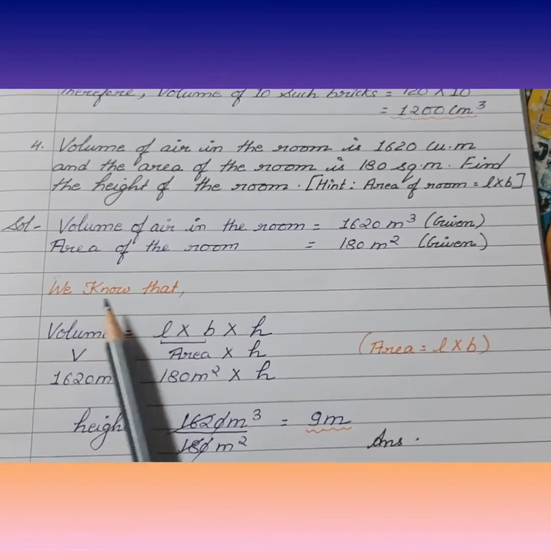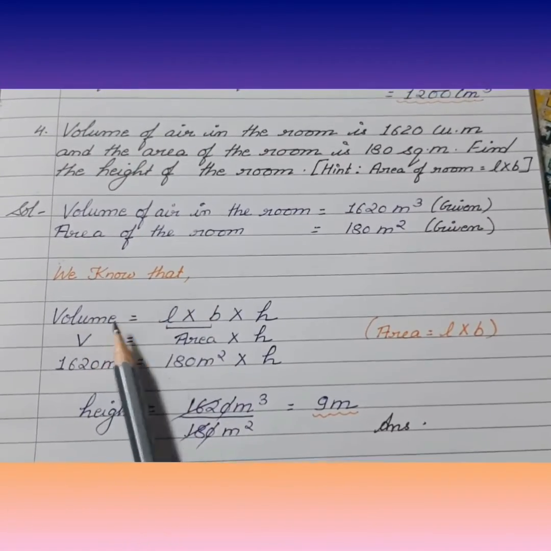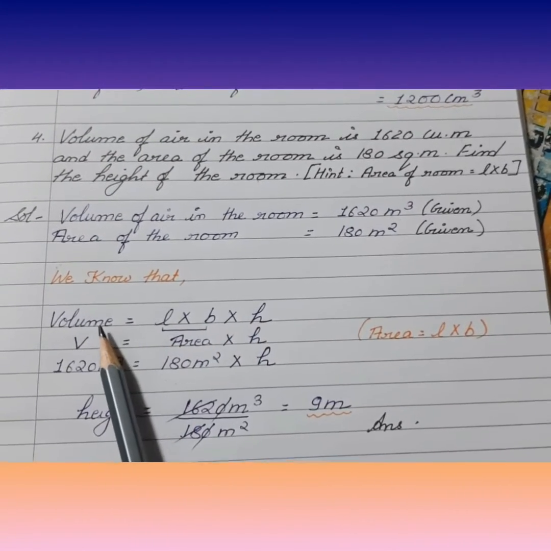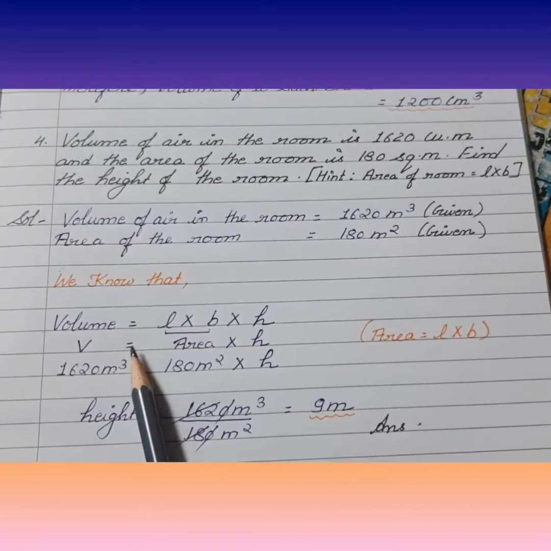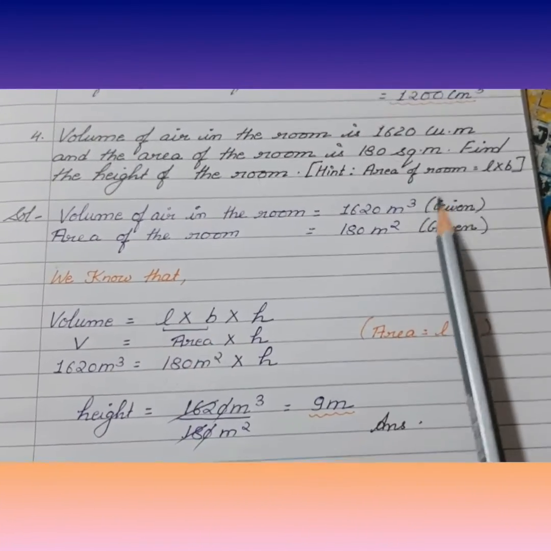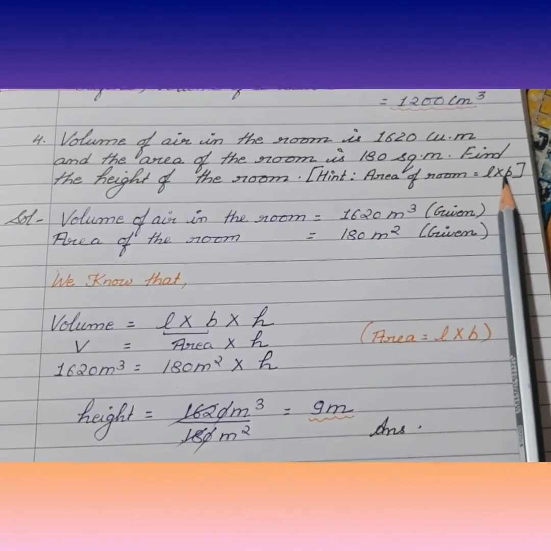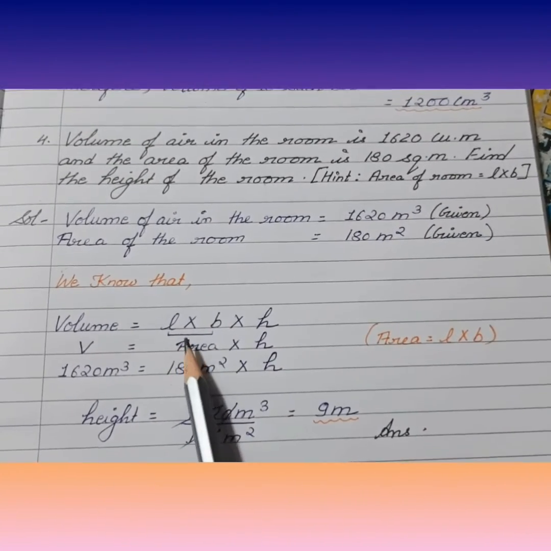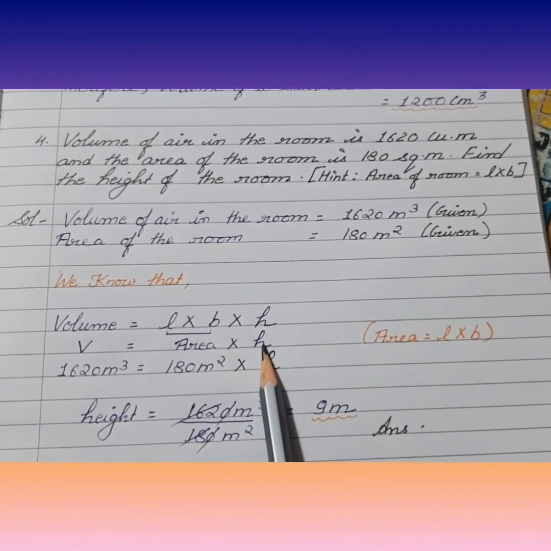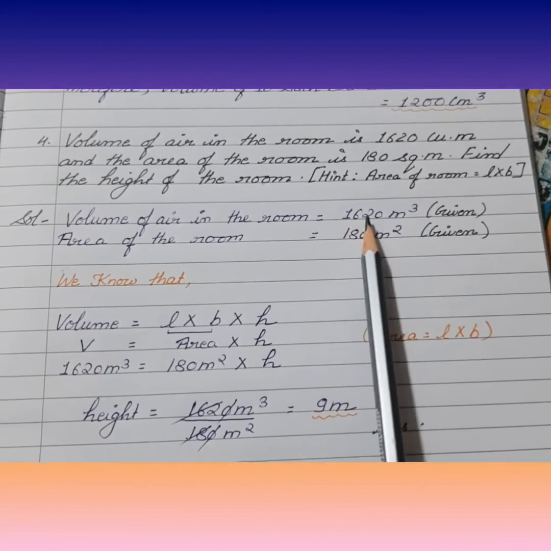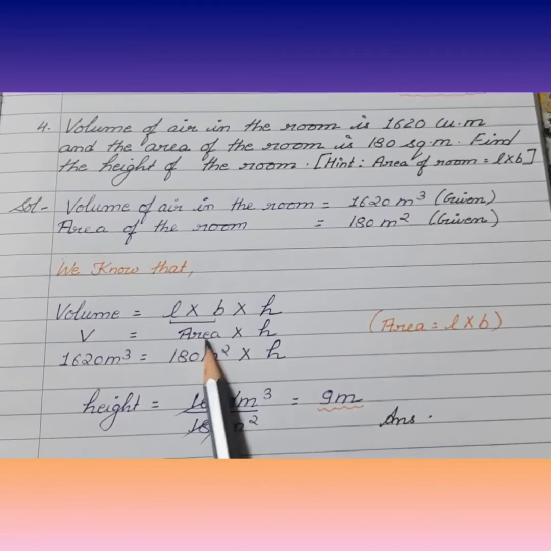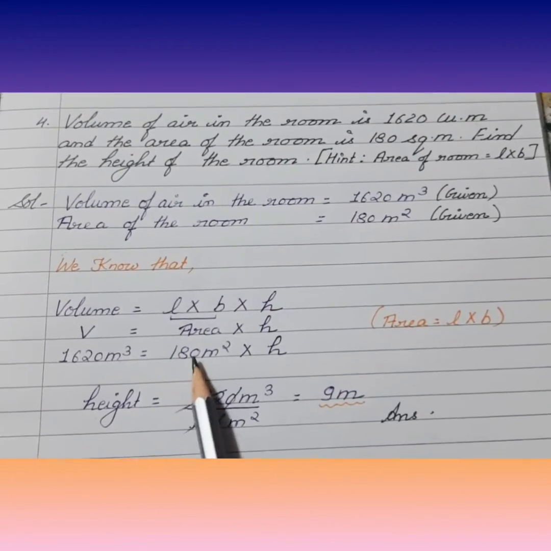We all know the volume formula: length into breadth into height. So first write volume is equal to length into breadth, which can be written as area, because it is given in the hint. Area of room is equal to length into breadth. So we will write area in place of length into breadth. Into height we will write separately. Now volume is given, 1620 meter cube, so we will put volume here. Area is also given, 180 meter square, so we will write it here.